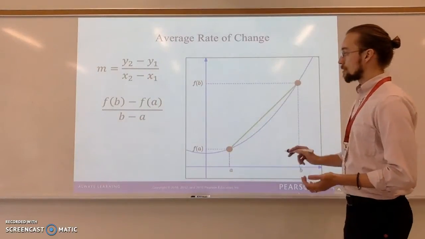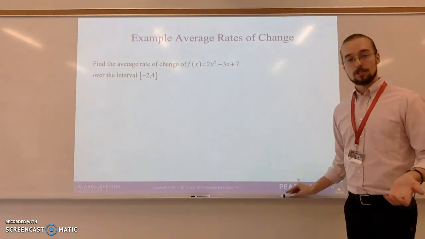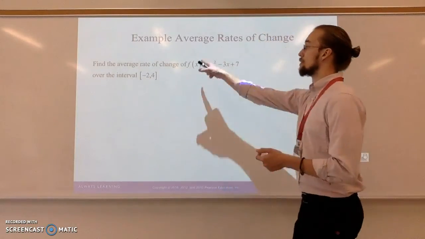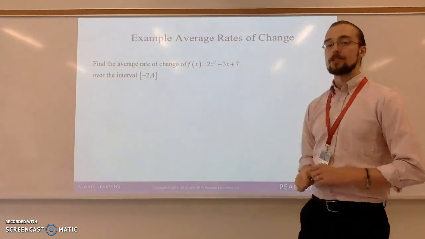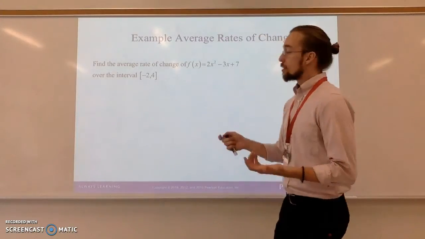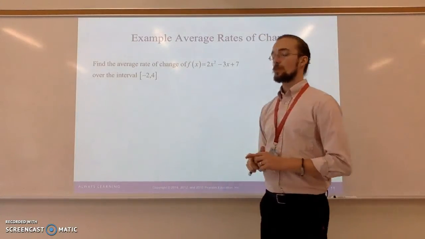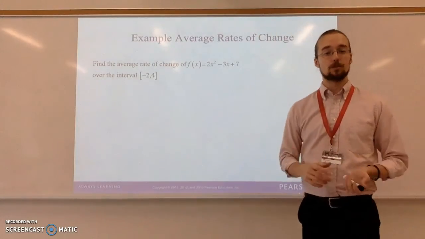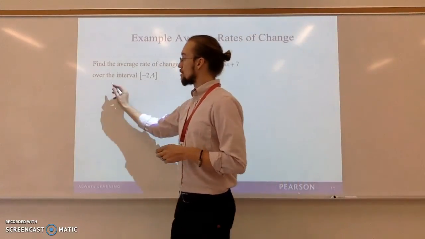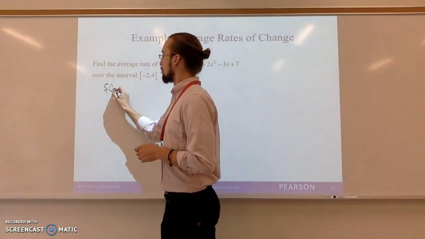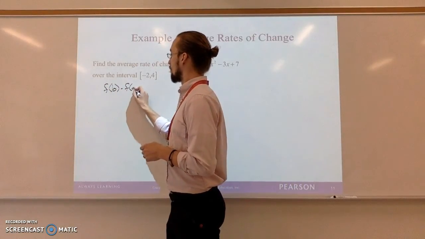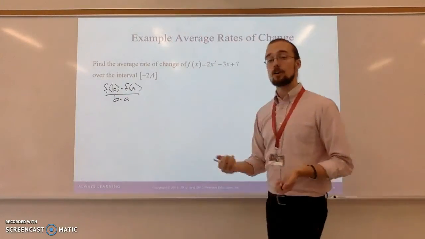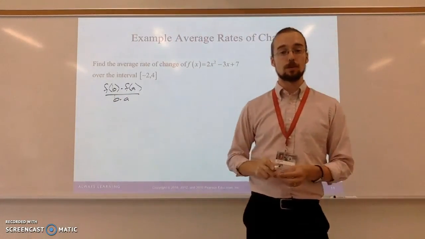So let's take a look at solving an example of that here. I want to find the average rate of change of this function, 2x squared minus 3x plus 7, over the interval negative 2 to 4. I don't really have to know what this function looks like to find its average rate of change. We want to find f of b minus f of a over b minus a, and b and a are the x values of the interval in question.